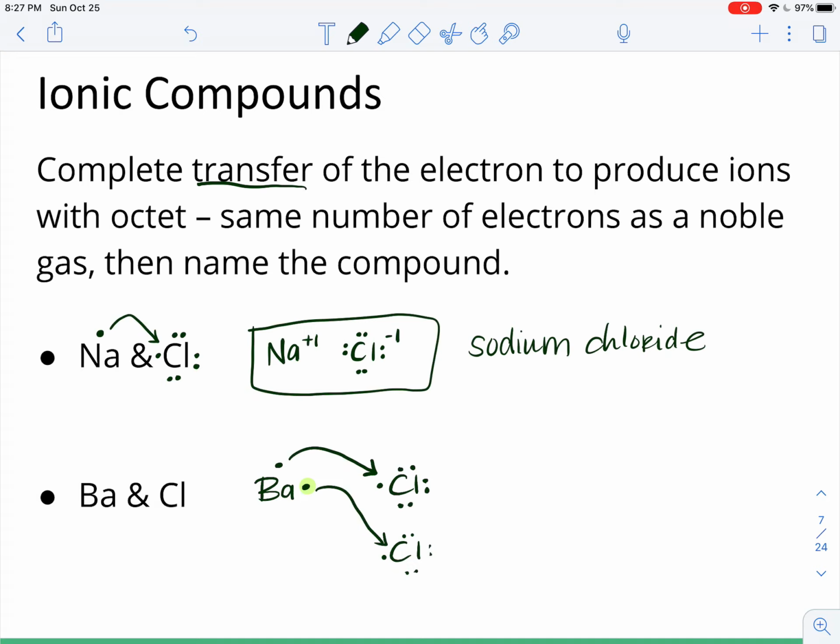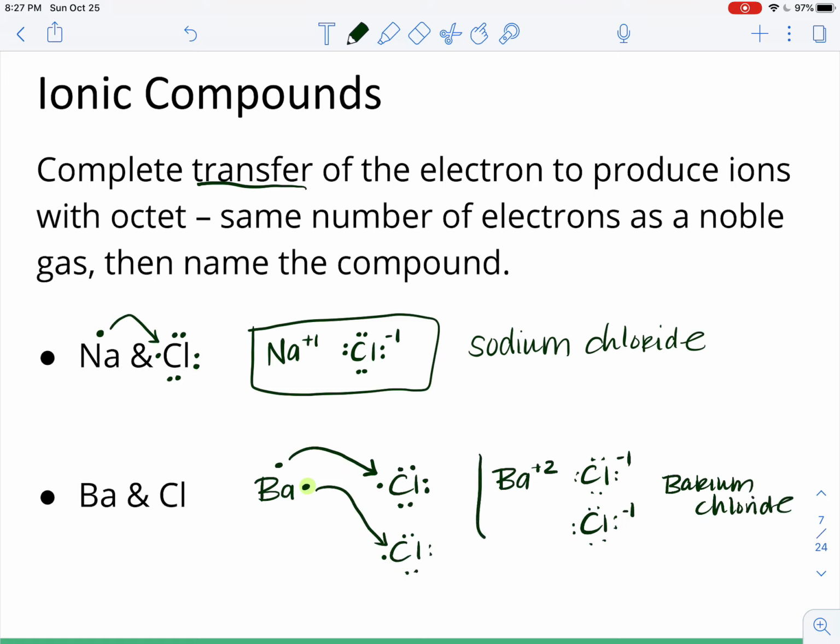All right, and what we actually end up with then, since barium lost 2 electrons, it forms a positive 2 charge, and then we end up with chlorine having an octet, -1, and another chlorine with an octet, -1. All right, so then the name of this compound is barium chloride.